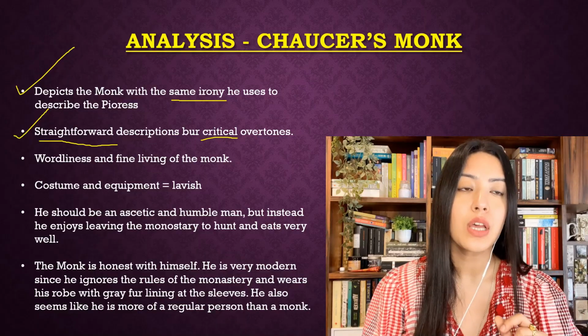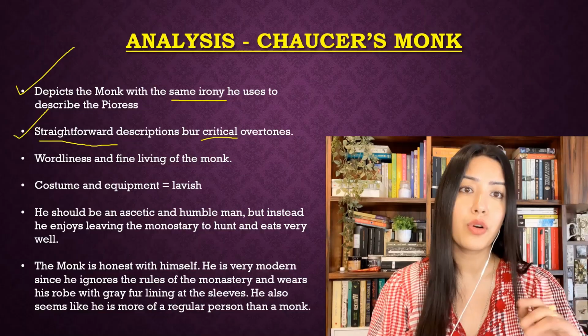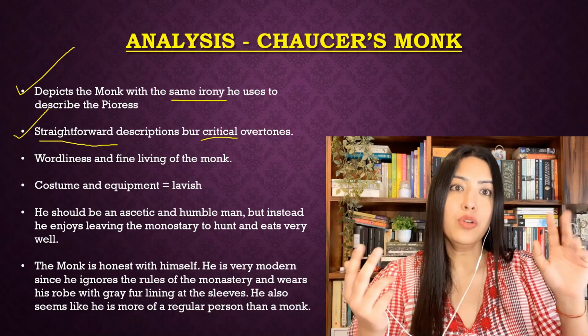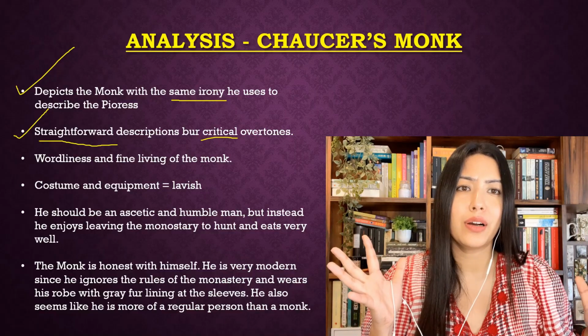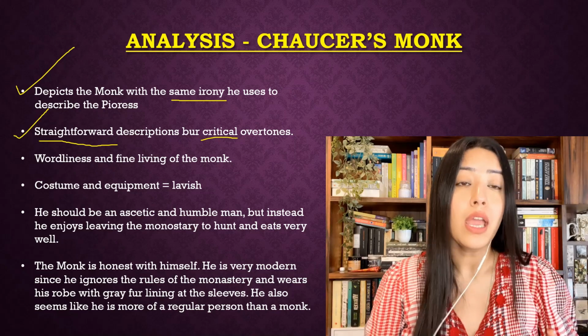What are critical overtones? When he's saying, oh yeah, he was a non-conformist to the rules of the church. He wanted to be of the new order of things. He followed the new order of things. He did not want to follow any kind of guidance of any kind of saint. He just wanted to do what he wanted to do in the new way.